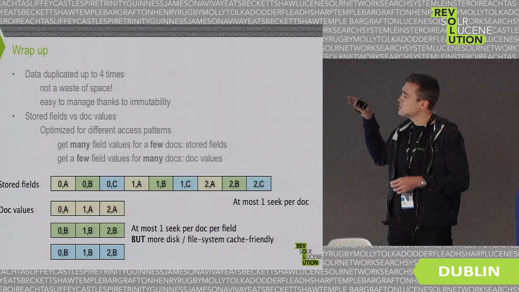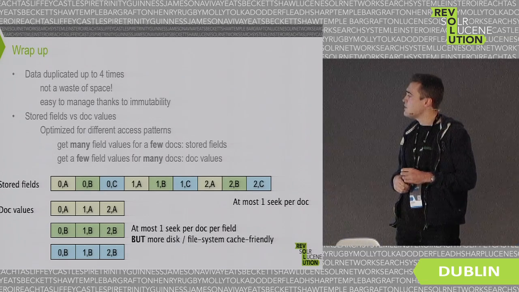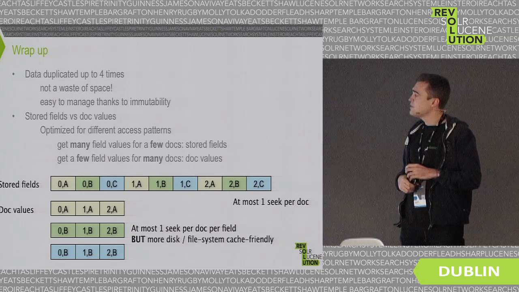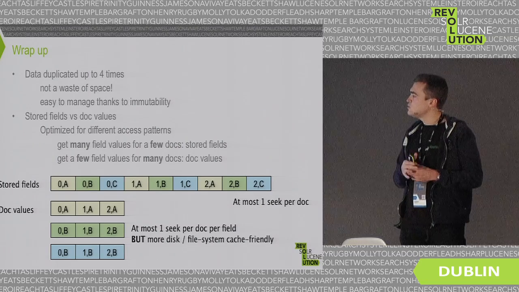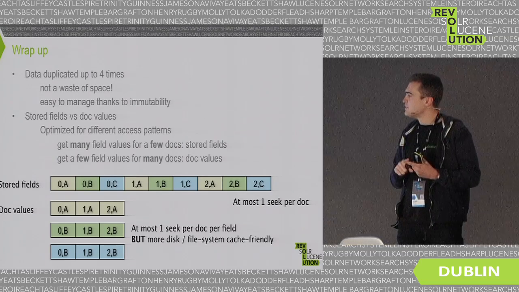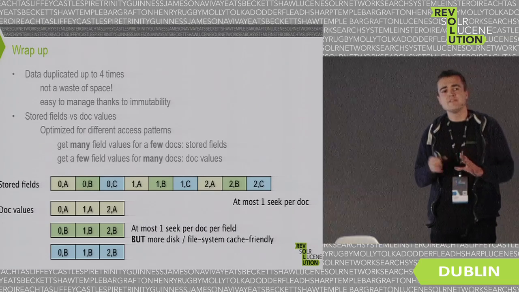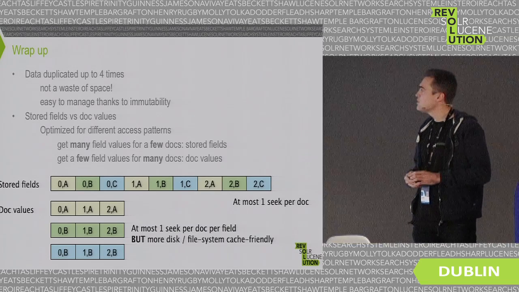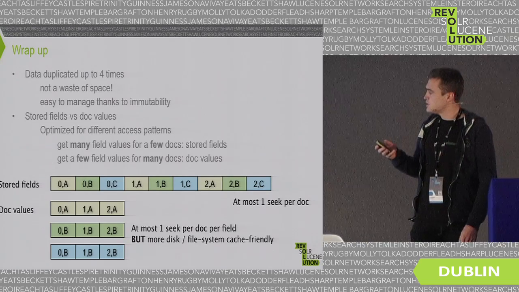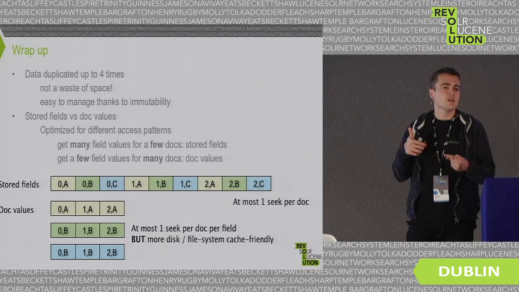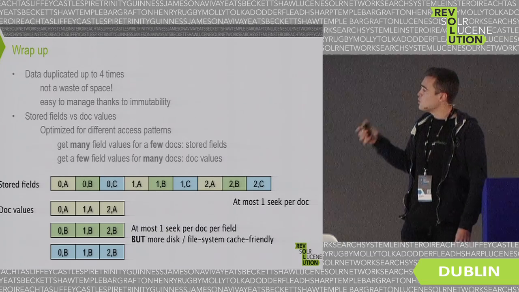For example, if you want to load values for field A and document 0, we are not going to load into memory data which is relevant to field B or field C. We are only going to load into memory data which is relevant to field A, and this is why you should use doc values when you want to get a few field values but for many documents. So typically, if you are doing scoring or faceting or sorting, you want to use doc values.